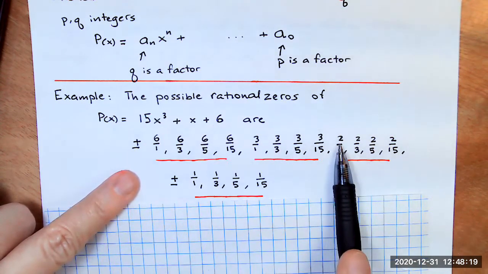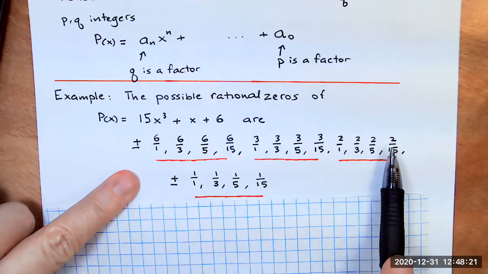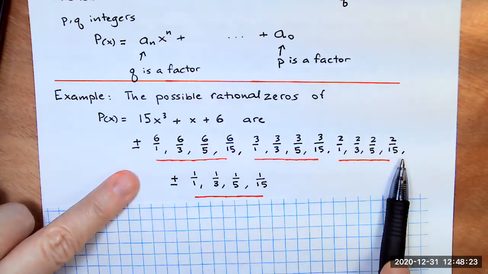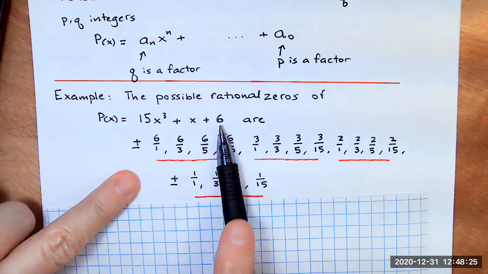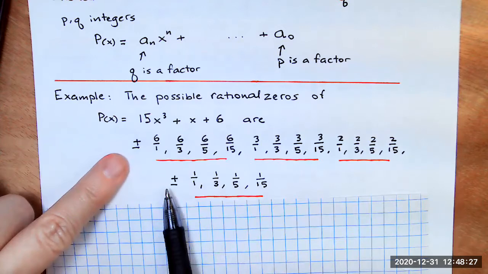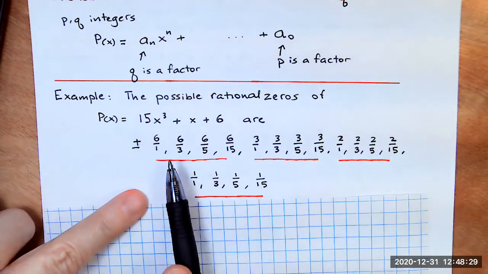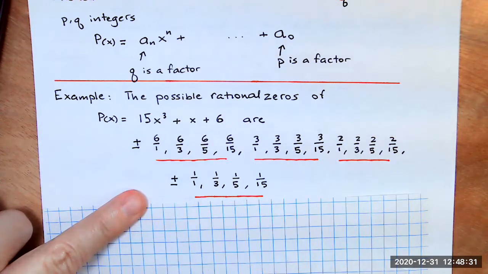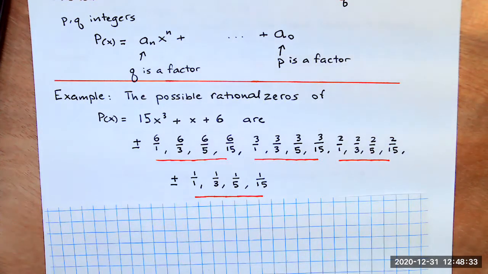2 goes into 6. So it's 2 over 1, over 3, over 5, over 15. So it's another 8. And then 1 goes into it. So there's another 8. 8 and 8 and 8 and 8. That's a lot of possible factors. So you may be wondering, is there any way to eliminate some of these factors?